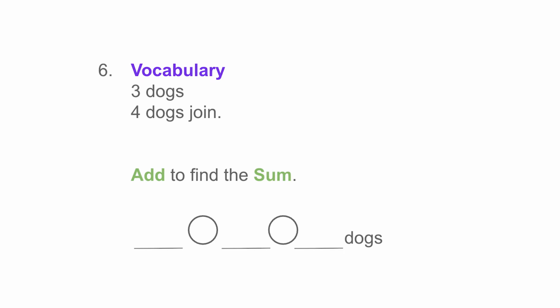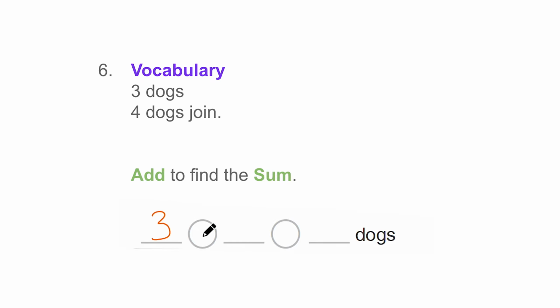We are going to add to find the sum. The sum is the answer to an addition problem, so pointing out that that's an important math word that will come up again is a good idea. We started with 3 dogs. We are adding on 4 more dogs, which gives you 7 dogs.